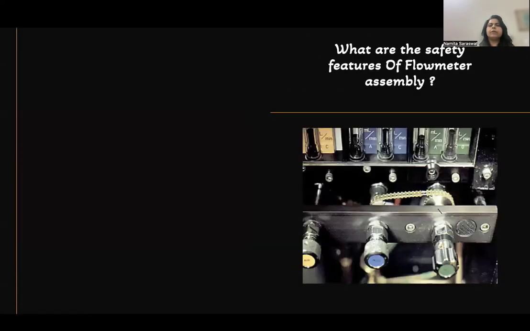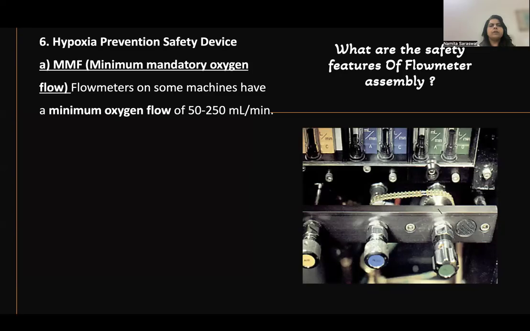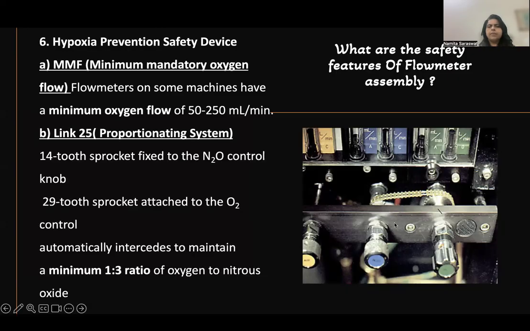The other safety features of the flow meter assembly are hypoxia prevention safety devices. These are the following. First, minimum mandatory oxygen flow. Flow meters on some machines have a minimum oxygen flow as soon as they are switched on, which is around 50 to 250 ml per minute. There is a link system, known as the proportioning system. You can see there are 14 sprockets fixed on the nitrous control knob and 29 sprockets fixed on the oxygen control knob. This arrangement automatically intercedes to maintain a minimum 1:3 ratio of oxygen to nitrous. So this is also a safety feature.